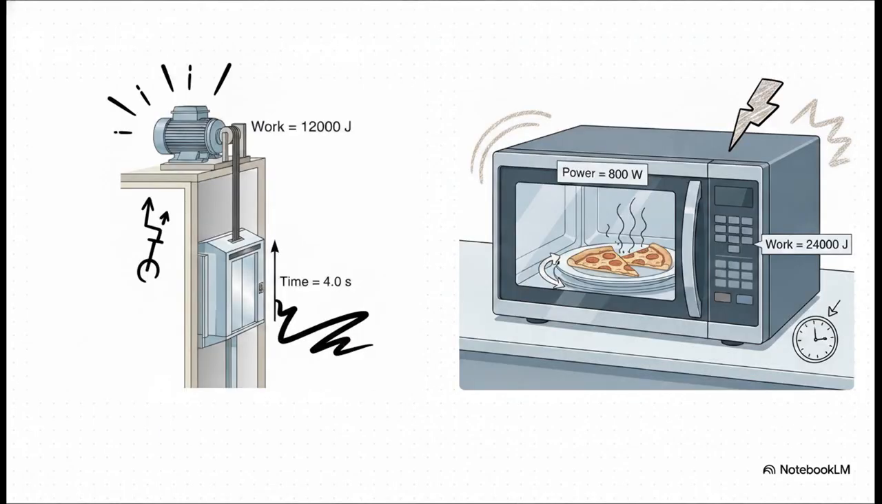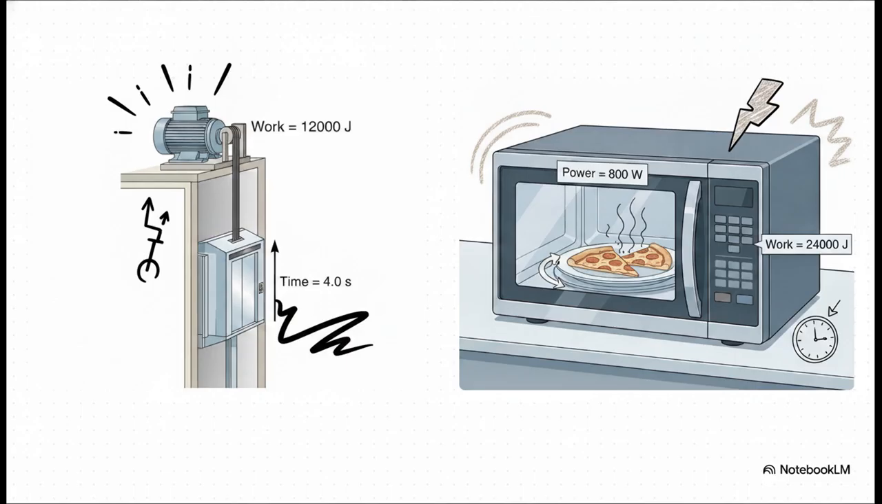Now let's briefly tackle power calculations. Power is simply work divided by time, and it's measured in watts. Let's look at an elevator motor. If it does 12,000 joules of work in just 4 seconds to lift the car, we divide 12,000 by 4 to get a power output of 3,000 watts.